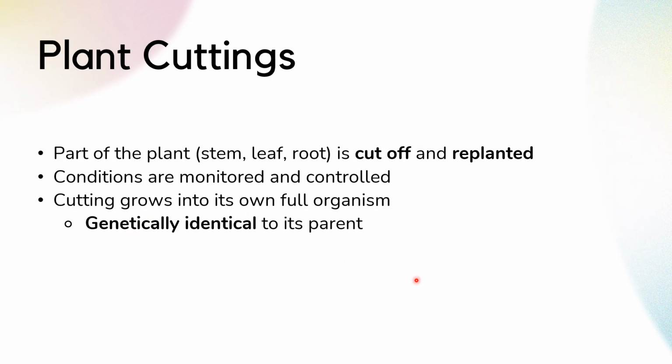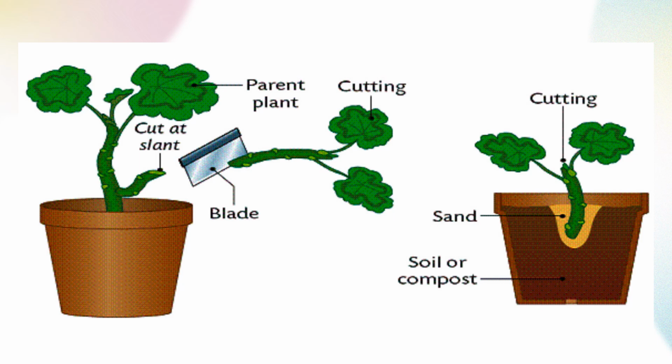Next, we have plant cuttings, and this is something that many people have done since the dawn of time. So this happens when we take a part of the plant, so maybe it's a stem, a leaf, a root, we cut it off and we replant it. Obviously, we can control the conditions and monitor the plant, and that cutting grows into its full organism. That cutting is then genetically identical to that parent plant. This is something that many people have done. You might have done this yourself, where you take a cutting of a plant, replant it into another pot, for example, and it grows into its own organism with roots and everything, and this cutting is genetically identical to the parent.